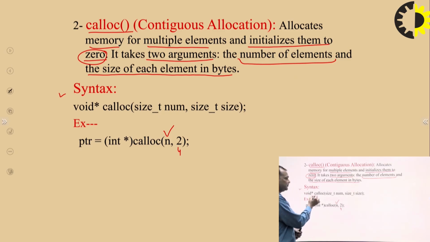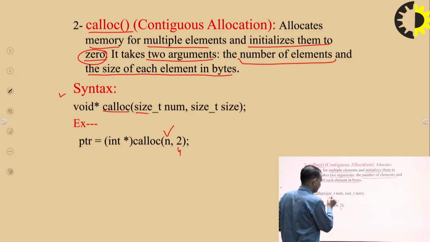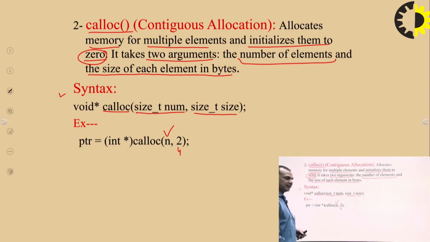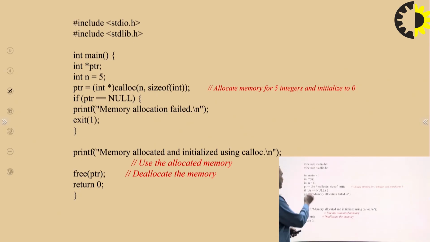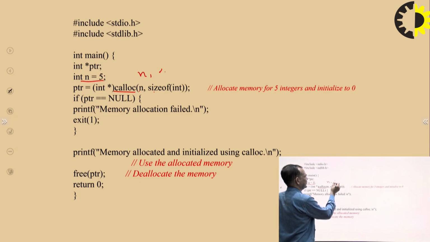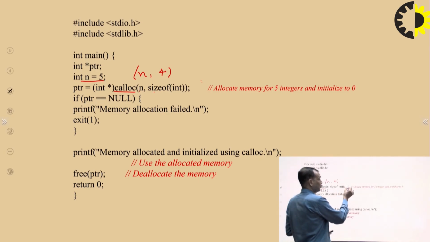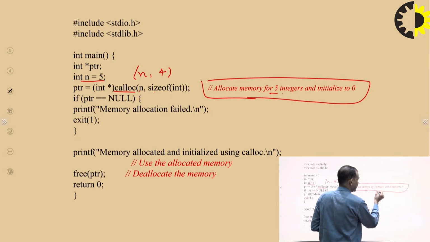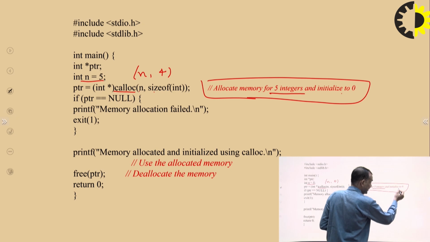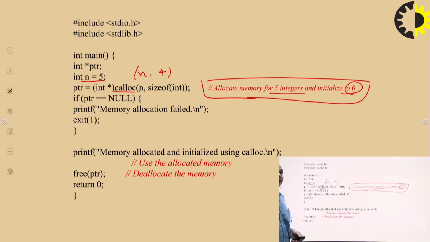The syntax is that we use calloc with the number of elements, that is num, and the size of each variable. Here we declare calloc with the number of elements and size 2 or 4, and we declare a pointer variable ptr. In the same example, n is 5. Now we are not using malloc, we are using calloc, and we declare directly n and size of int. It will allocate memory for 5 elements, and each one is initialized with 0, while with malloc it will contain garbage values.